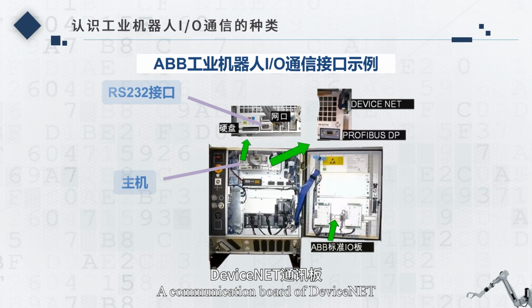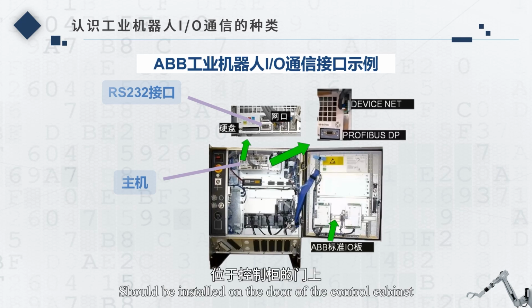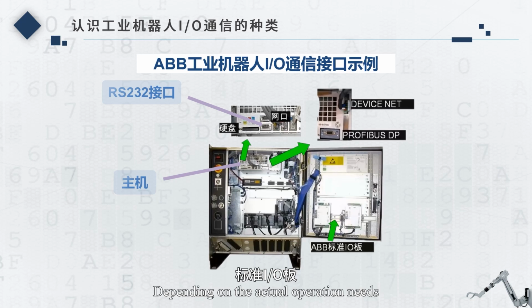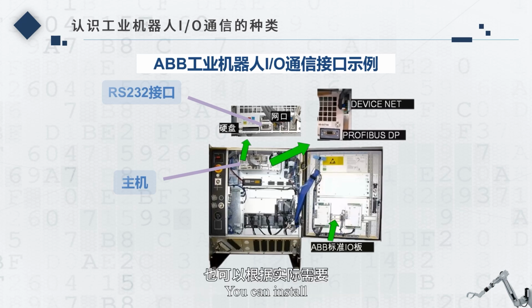In the right zoomed-in figure, you may see a communication board of DeviceNet and a Profibus DP adapter. But the Profibus DP adapter should be installed based on your needs. It is up to you. The standard ABB I/O board should be installed on the door of the control cabinet. Depending on the actual operation needs, you can install one or more boards.